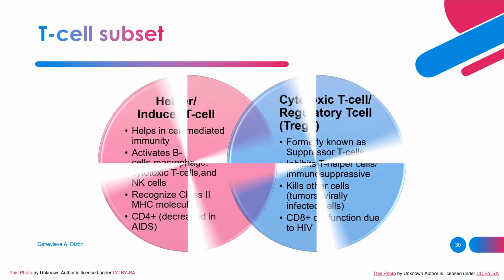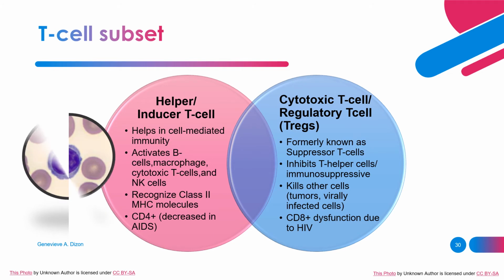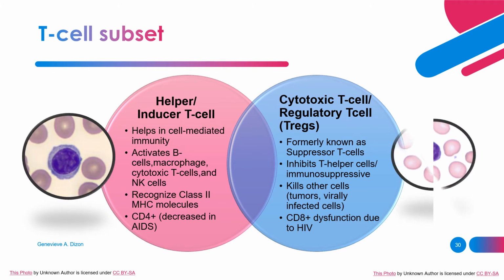There are two subsets for T cells. We have the helper T cells and the cytotoxic T cells. Other names for helper T cells are inducer T cells, and cytotoxic T cells are also known as regulatory T cells or Tregs for short. Let's start with the helper T cells.